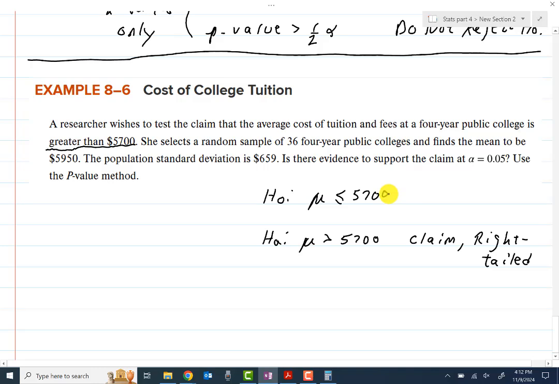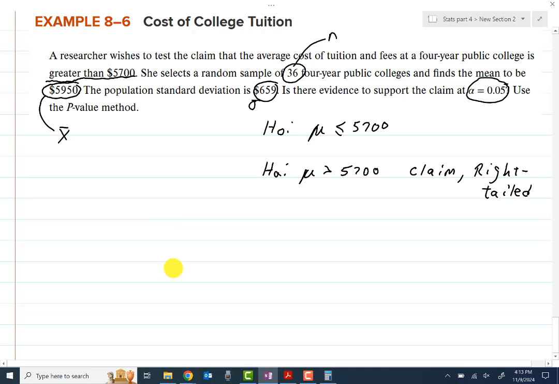Now let's go ahead and get our numbers. 36 here is n. The mean, this is the mean of the sample, so this guy right here is equal to x bar. The population standard deviation is 659, there is sigma. And then we're going to use alpha equals 0.05. In fact, this book states that if no alpha is given, you might as well just assume that it's 0.05 because it's such a standard use.